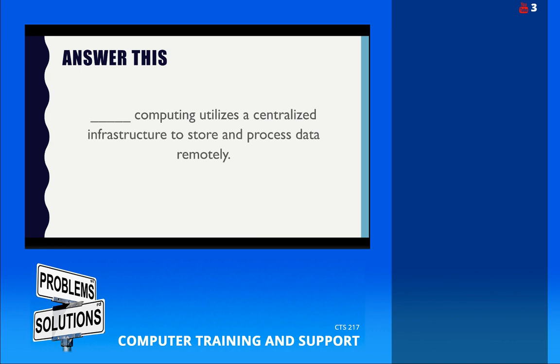So if you're in the chat, you can think about this. Blank computing utilizes a centralized infrastructure to store and process data remotely. That is cloud computing. So cloud computing utilizes a centralized infrastructure to store and process data remotely. One of the ways that I like to explain cloud computing is that it's the other person's computer. And that's just what it is.